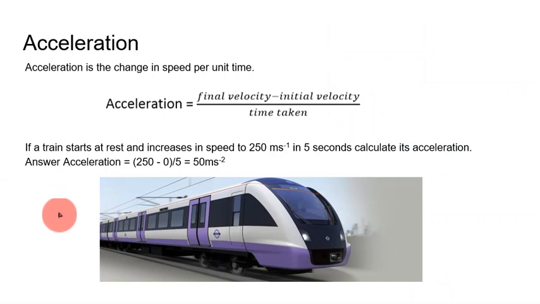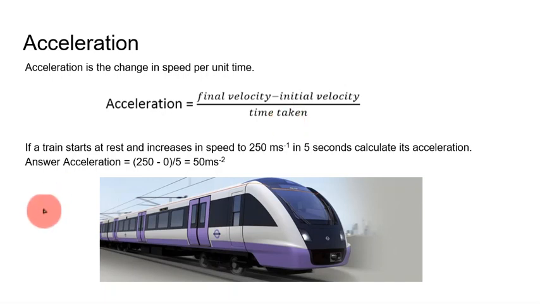velocity. There's a formula that you use to calculate acceleration. Acceleration is equal to final velocity minus initial velocity, divided by the time taken. So it's the difference between the final velocity and the initial velocity, where you started off, divided by the time it takes for that change to actually happen.